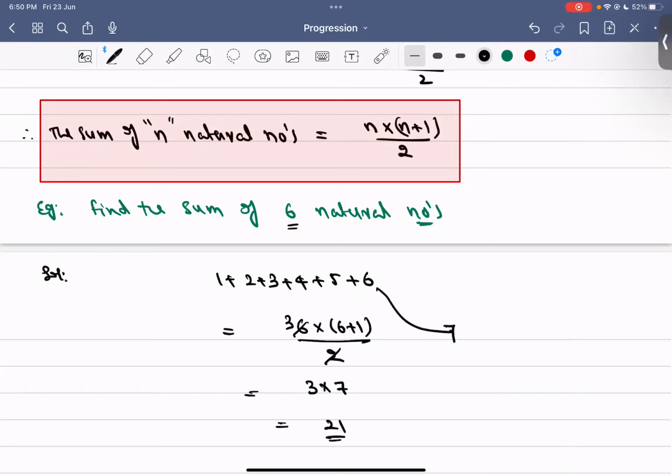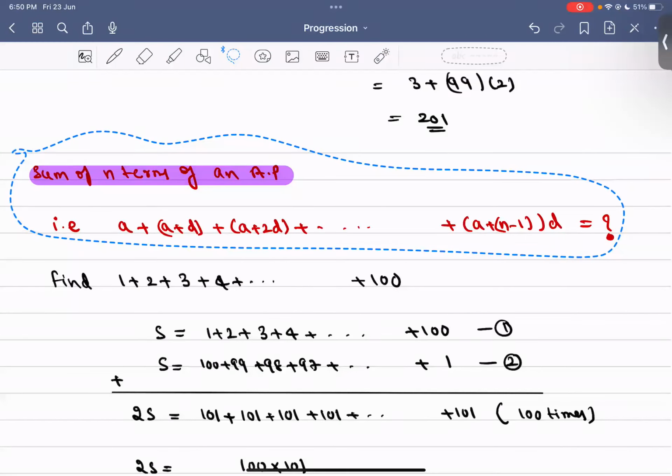Even if you add, you get the same answer: 6 plus 5 is 11, 15, 18, 20, 21. See, if you add also, you will get this. Clear?